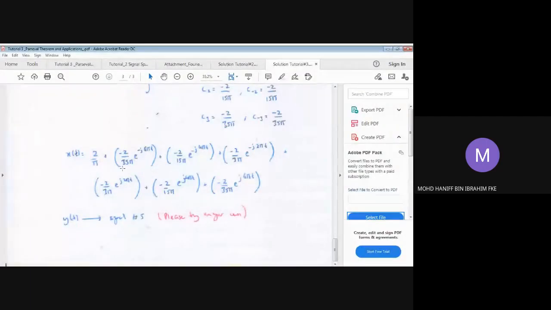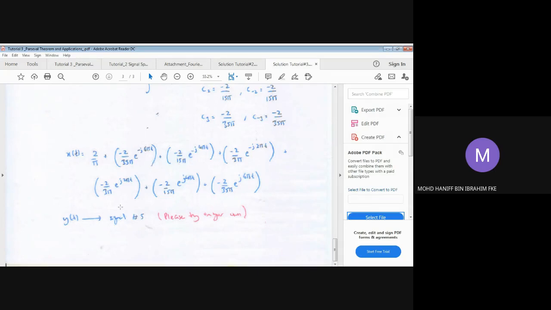Okay, let me see. Yeah, this is the solution for tutorial number 3. Based on the solutions here, you have a few components. You have 2 over pi, and these are the components. So based on this given or obtained x(t), you must be able to sketch the spectrum straight away. Let's have a look then.